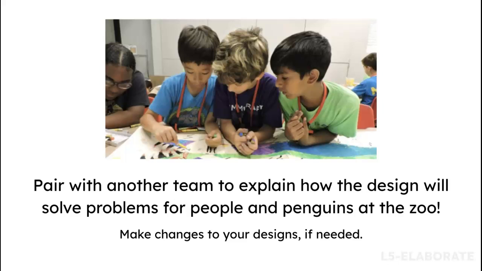For the Elaborate portion, students should pair with another team to explain how the design will solve the problems for people and penguins at the zoo. You'll have students use the peer feedback table tent to identify one thing they like, one question they have, and one suggestion they have about each other's solutions. Students can make any changes to their designs at this time if needed.